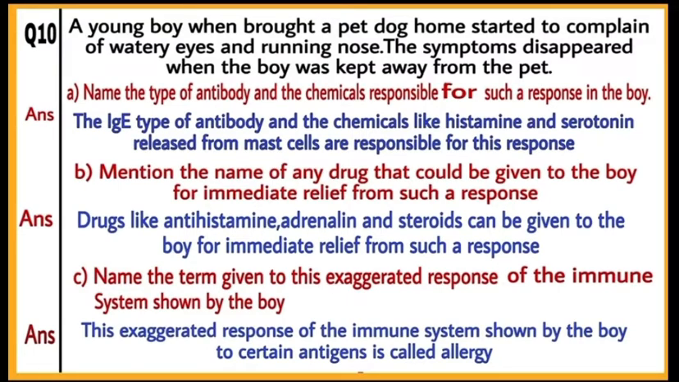Part B. Mention the name of any drug that could be given to the boy for immediate relief from such a response. Immediate relief के लिए antihistamine and adrenaline and steroids दिए जा सकते हैं. Part C. Name the term given to this exaggerated response of the immune system shown by the boy. This response shown by the boy is called allergy, means the boy is allergic to certain allergens.